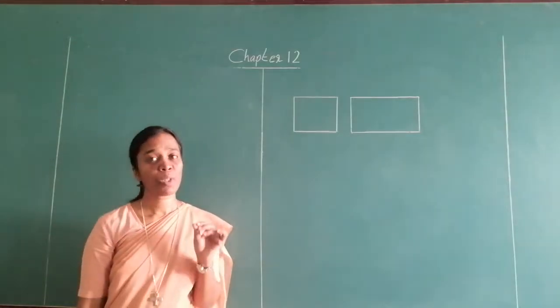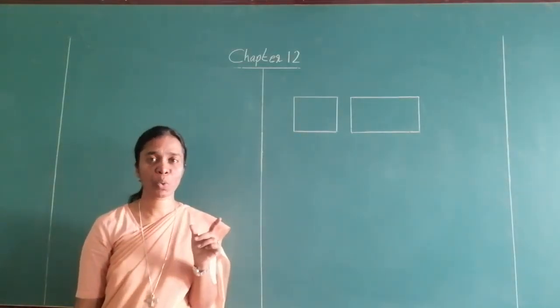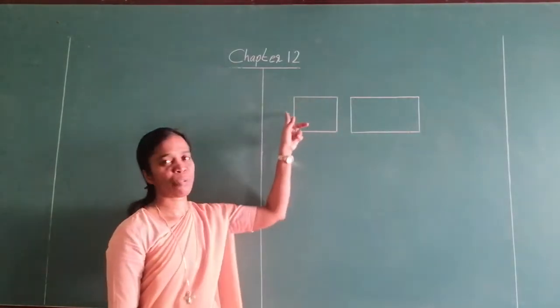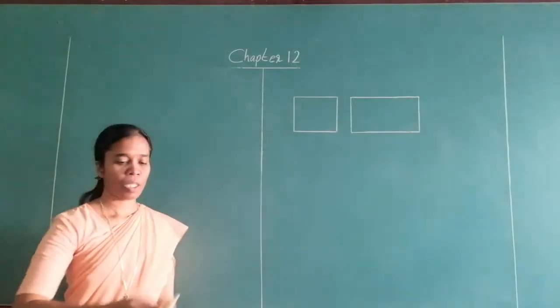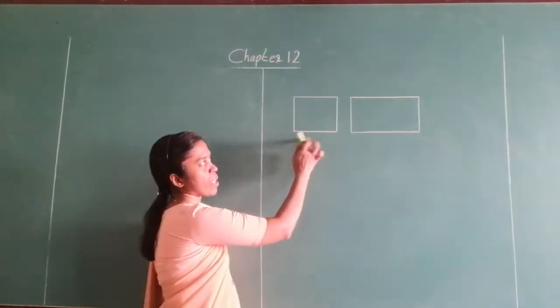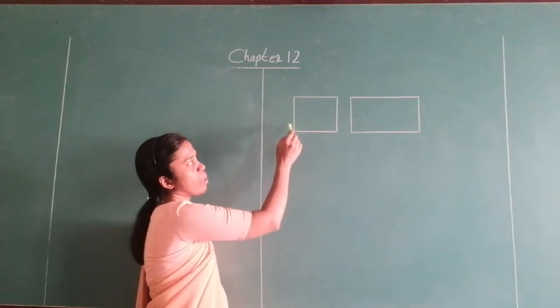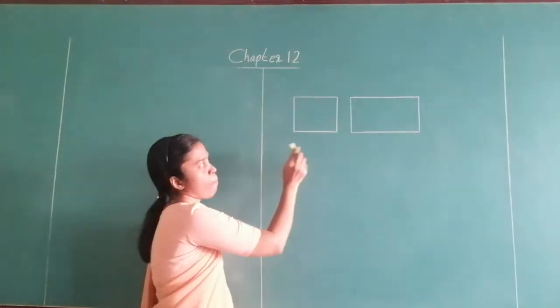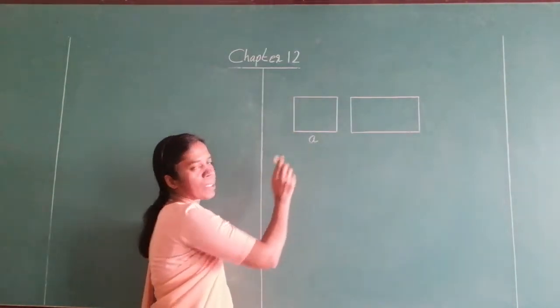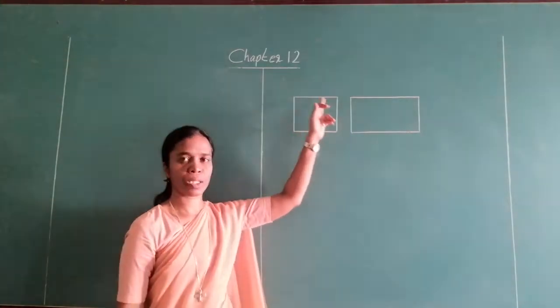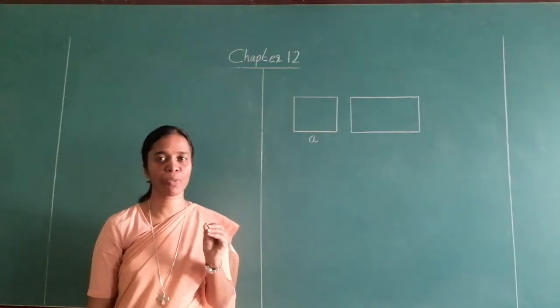Now, can you tell me what is the speciality of a square? For a square, the length of every side is equal. Suppose this is 5 centimeter, this side also will be 5 centimeter, this also will be 5 centimeter, this also will be 5 centimeter. Suppose I name it as A centimeter or A. That means this also is A, this also is A, this also is A. That is the speciality of a square.